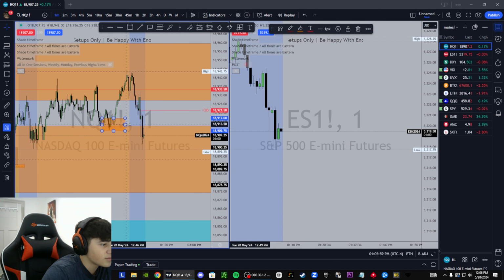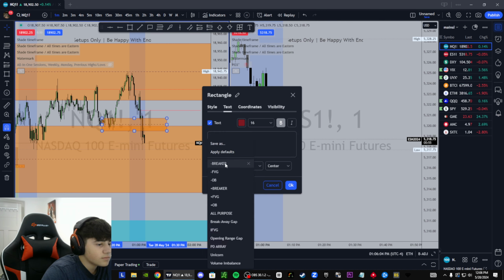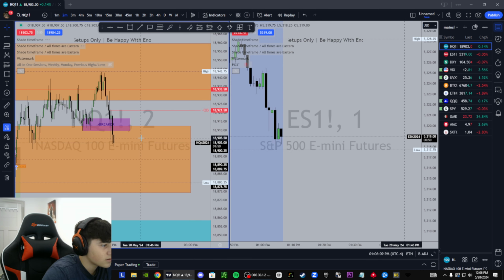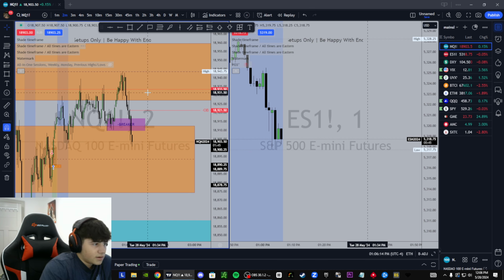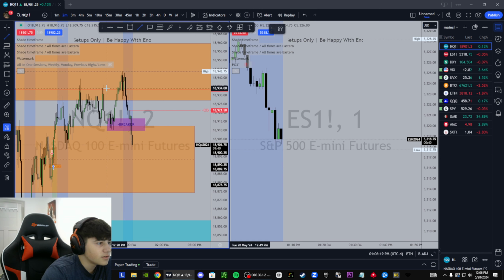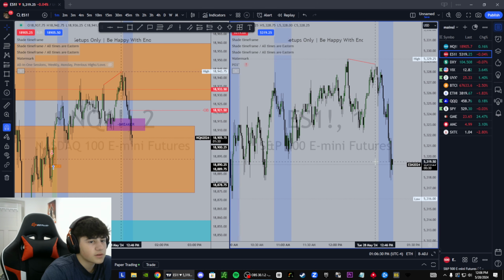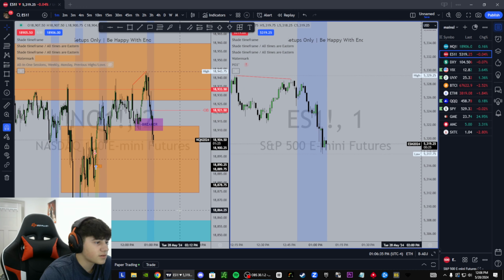Because a lot of people could get tripped up. We do have this breaker here. Which yeah, so yeah, that would be the breaker. And we have an SMT from here to here. So if you look at ES, that one goes down. And honestly, ES is looking like the better indice for this trade.